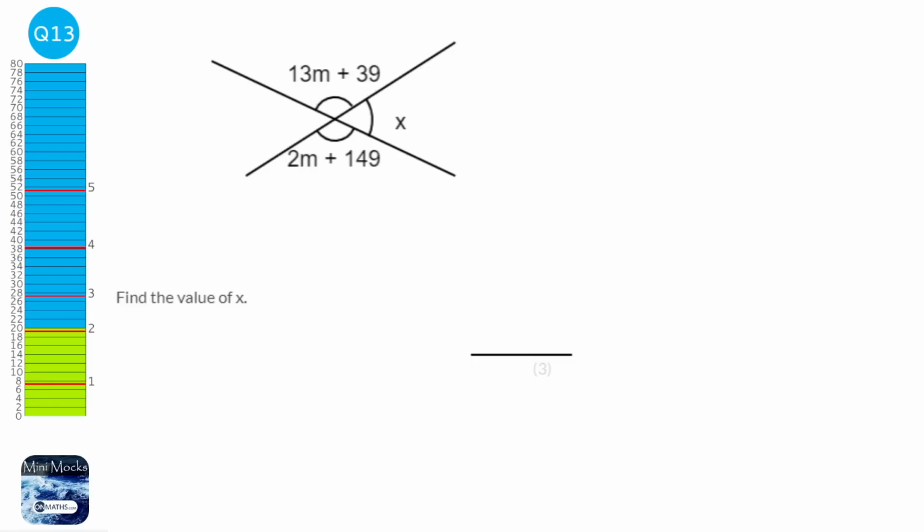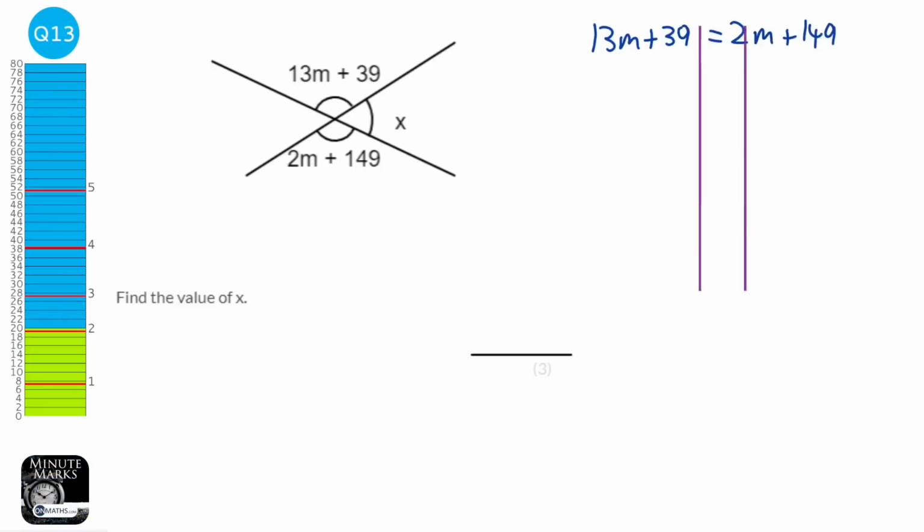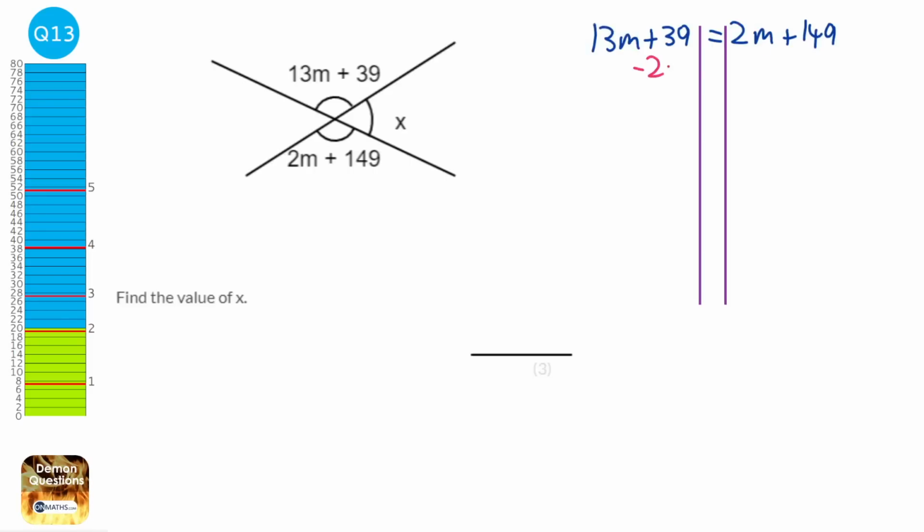And vertically opposite angles are always equal, so we've got 13m plus 39 is going to equal 2m plus 149. And we're going to get our lines in there because we're going to solve this. To solve this, we first of all take away the smaller amount of m, because we've got m's on both sides. We can't really cope with that when we're solving. So we've got a 13m and a 2m, so we're going to remove the 2m. We're going to take that away from both sides to start off.